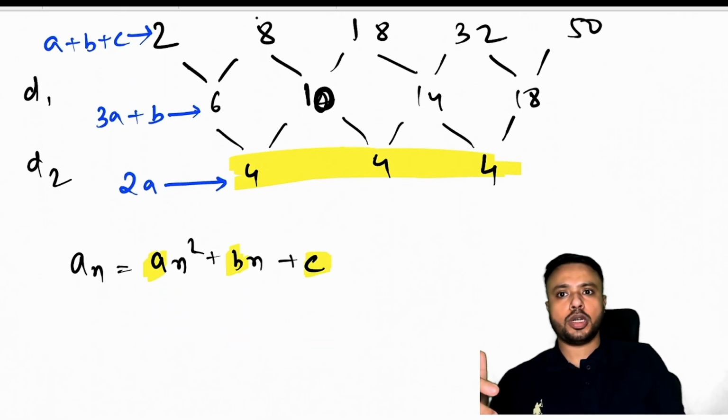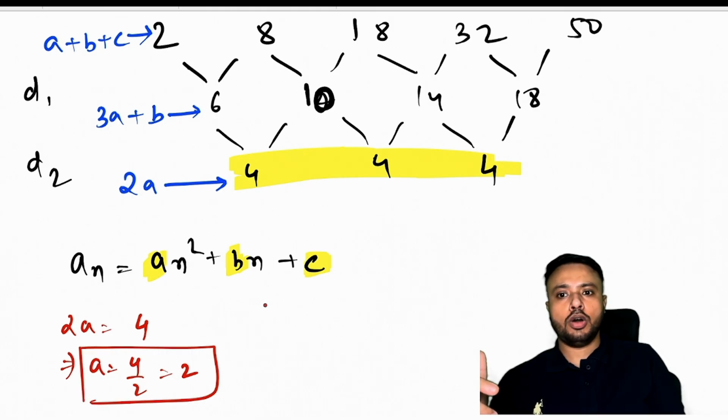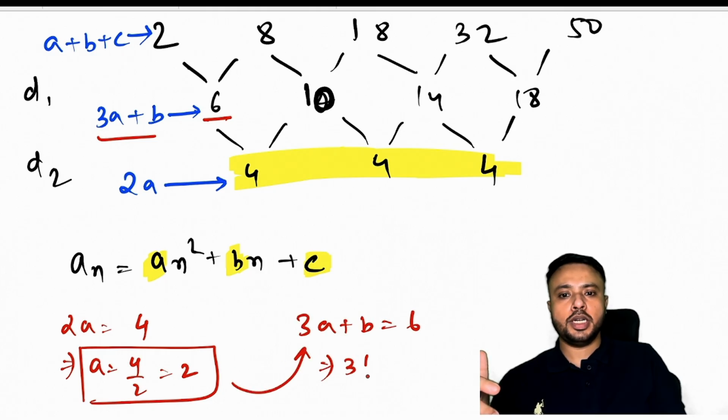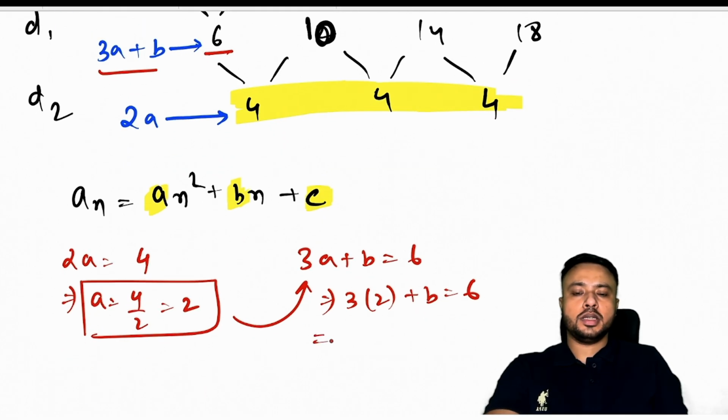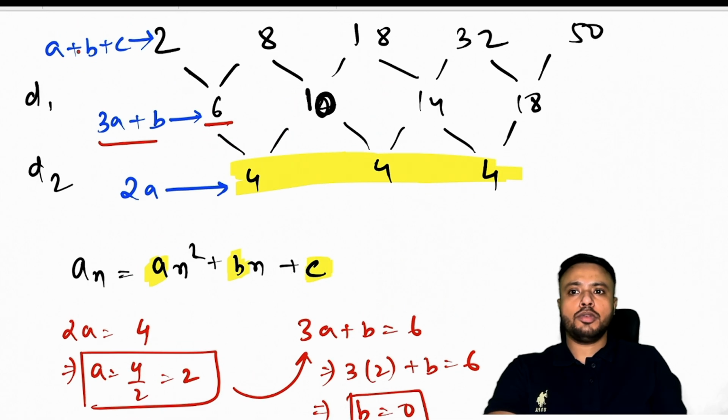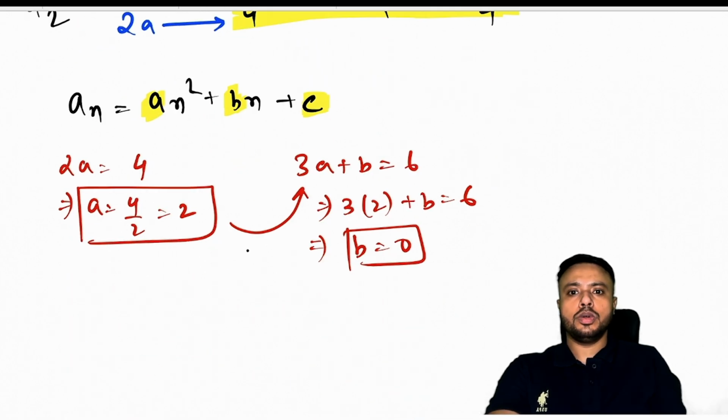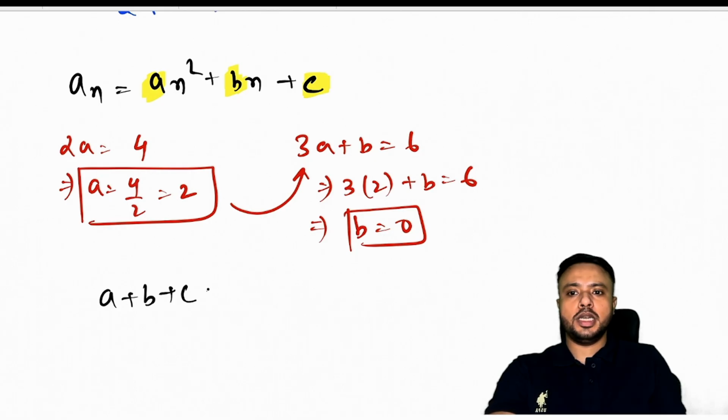So if you start from the bottom, 2a would be equal to 4, and hence a is going to be 4 over 2, which is equal to 2. So I got a value as 2. Now I'm going to equate this 3a plus b to the first common difference 6, which is 3a plus b equal to 6, and I'm going to substitute this a value here. So 3 times 2 plus b equal to 6. If you solve this, you will get b as 0. Now my third equation is a plus b plus c equal to 2.